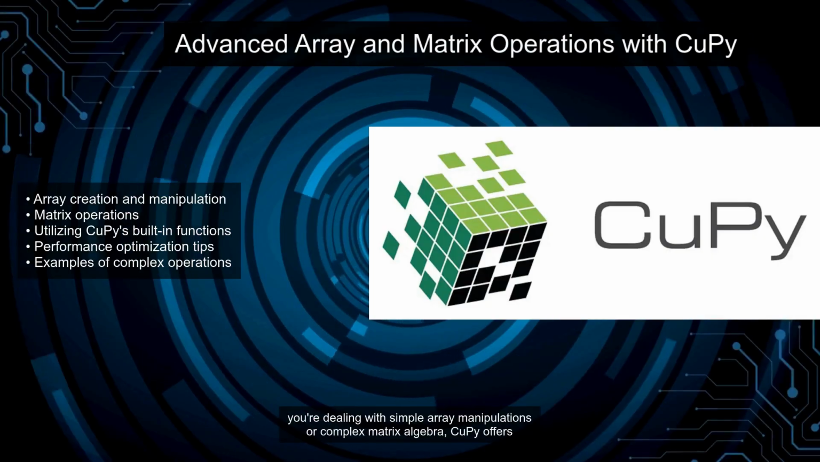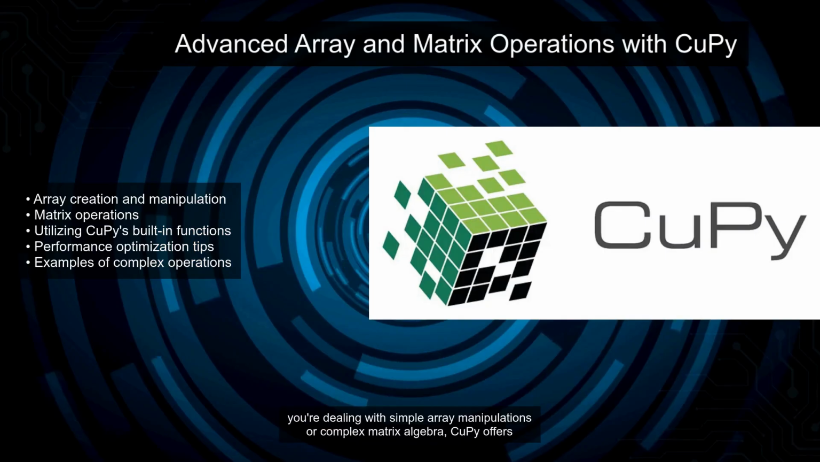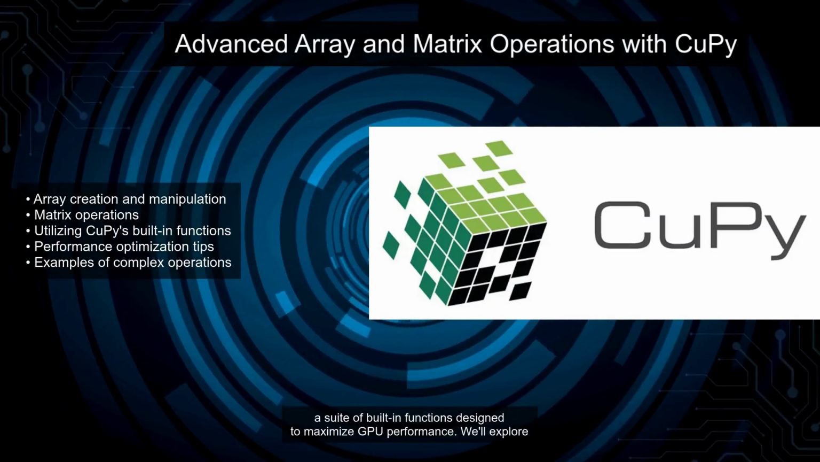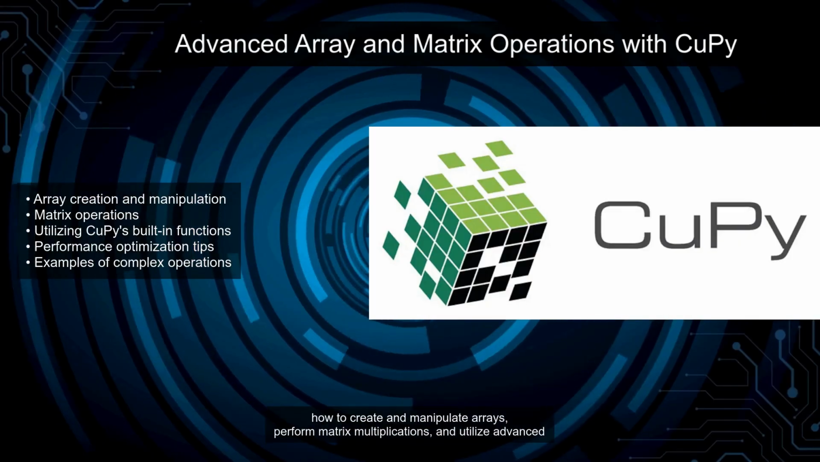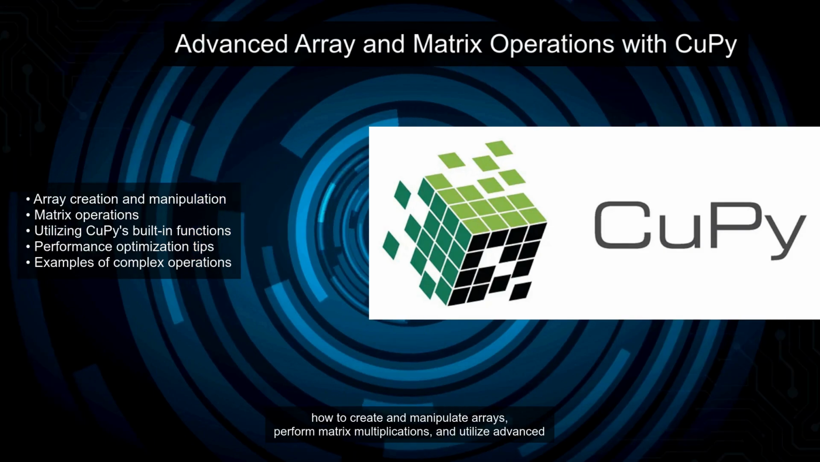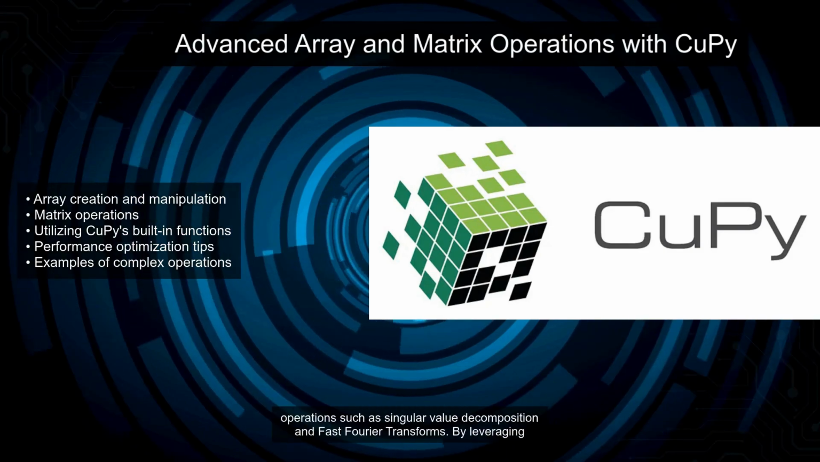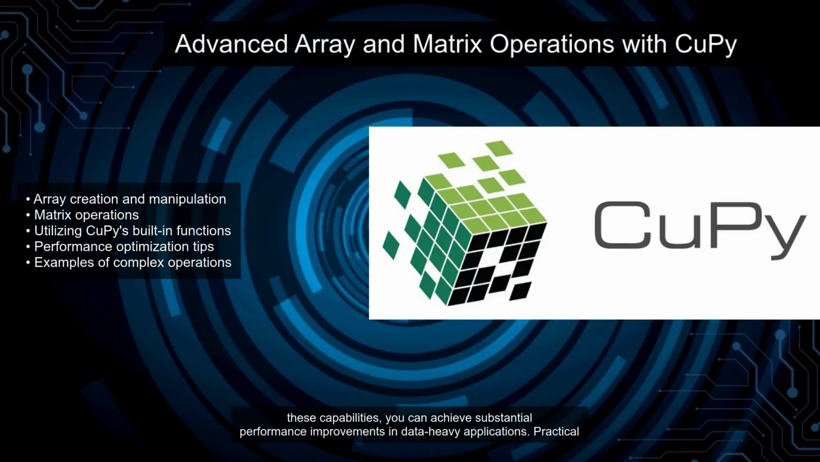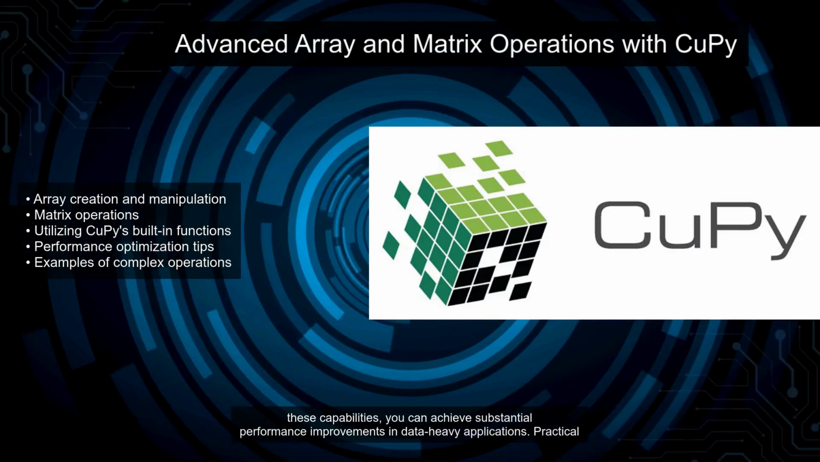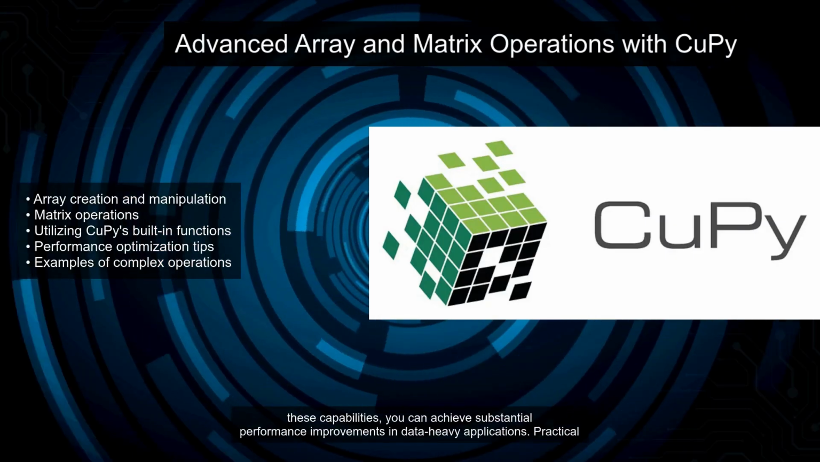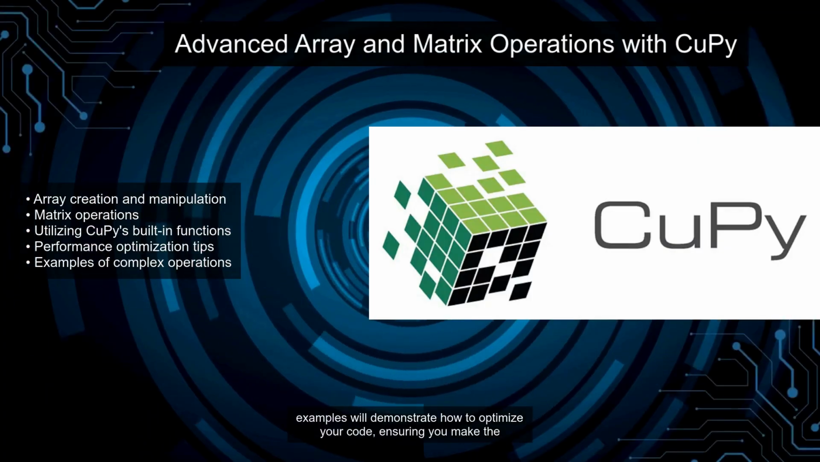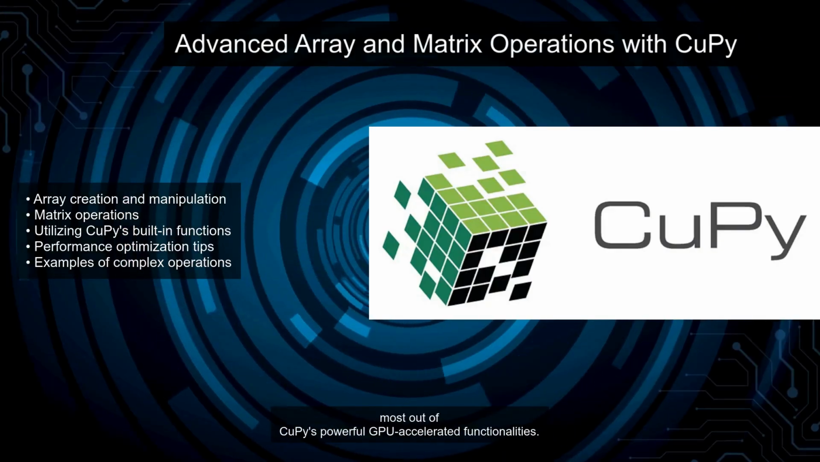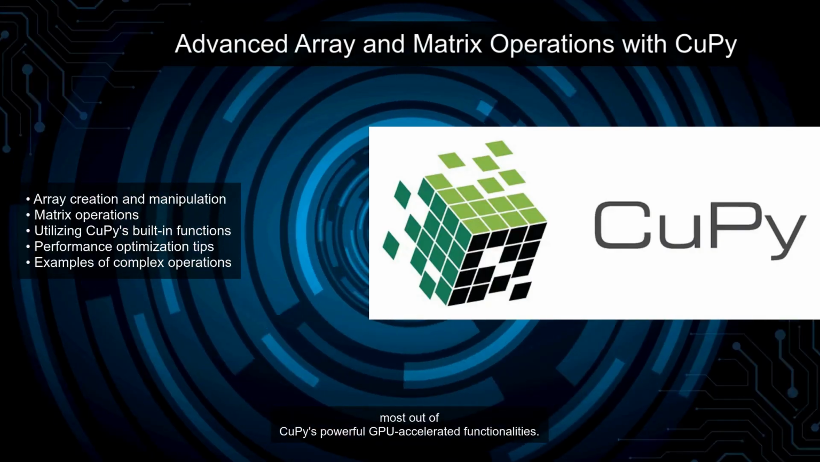Whether you're dealing with simple array manipulations or complex matrix algebra, CuPy offers a suite of built-in functions designed to maximize GPU performance. We'll explore how to create and manipulate arrays, perform matrix multiplications, and utilize advanced operations such as singular value decomposition and fast Fourier transforms. By leveraging these capabilities, you can achieve substantial performance improvements in data-heavy applications. Practical examples will demonstrate how to optimize your code, ensuring you make the most out of CuPy's powerful GPU-accelerated functionalities.